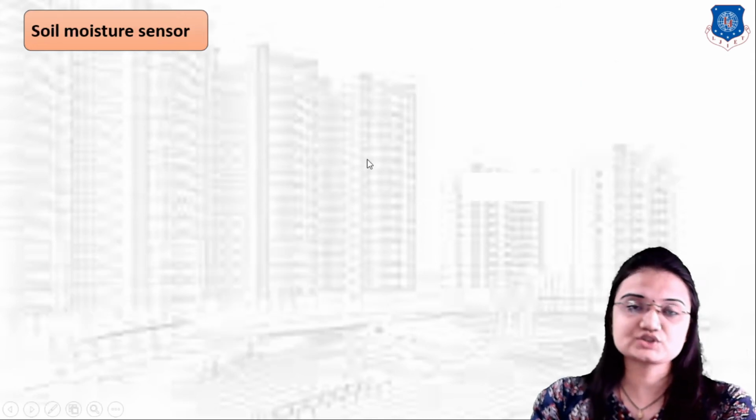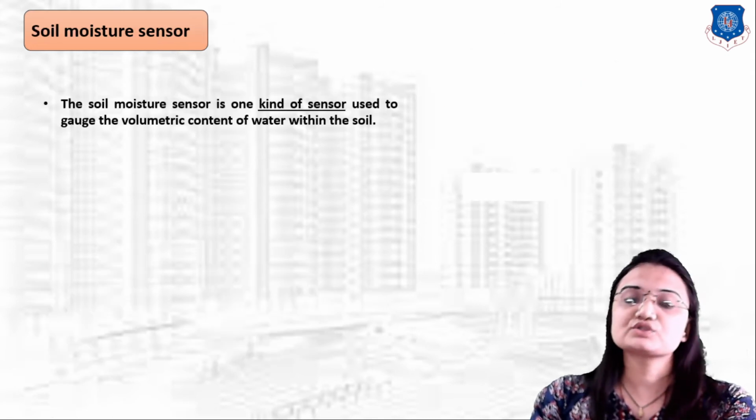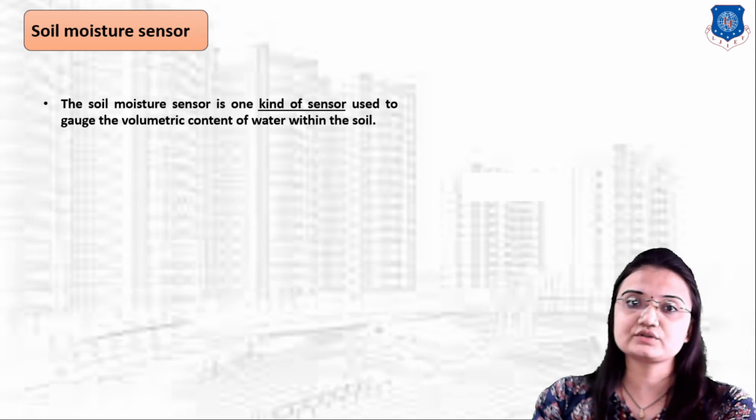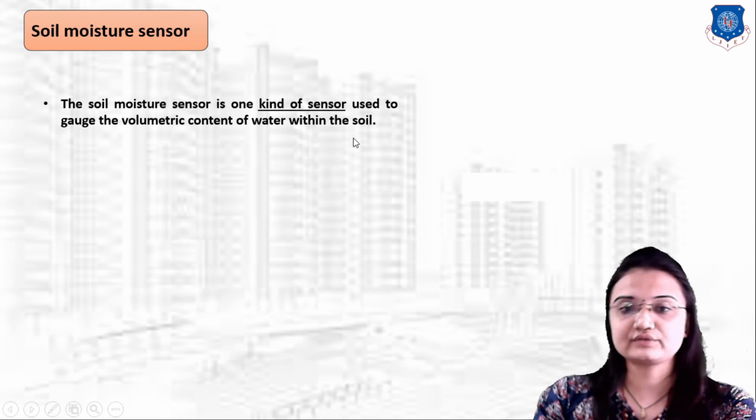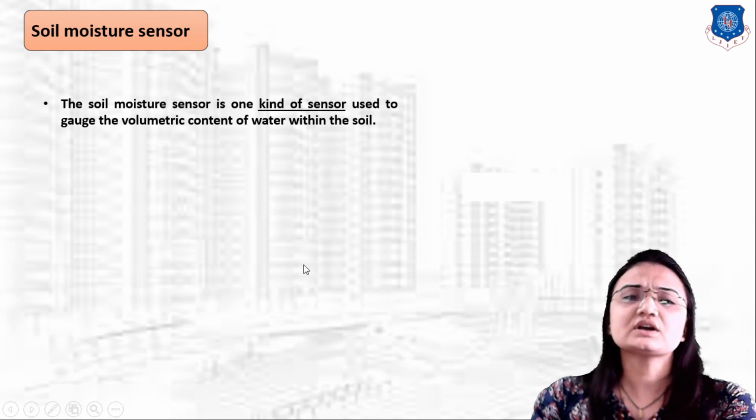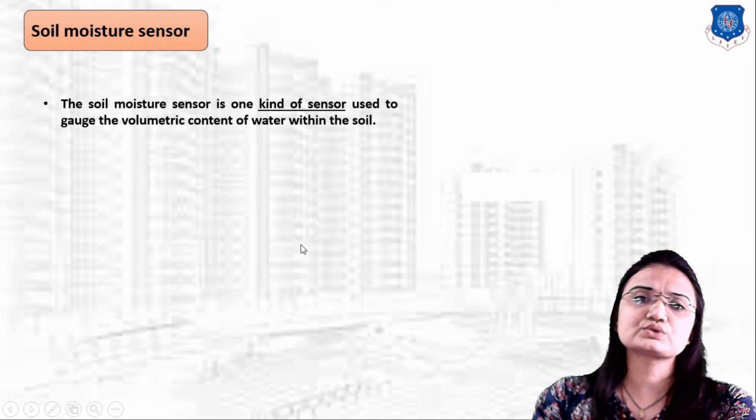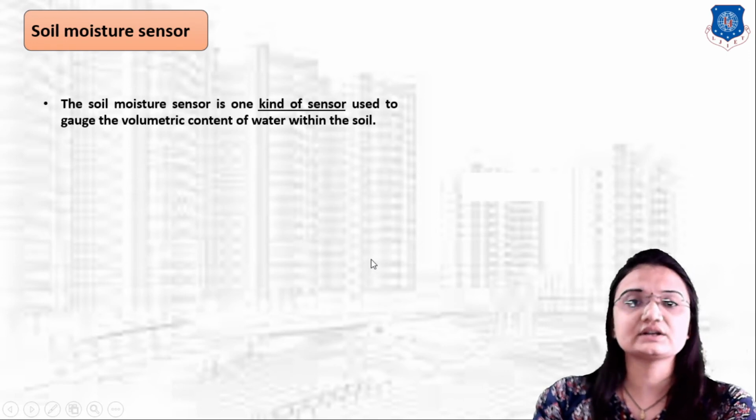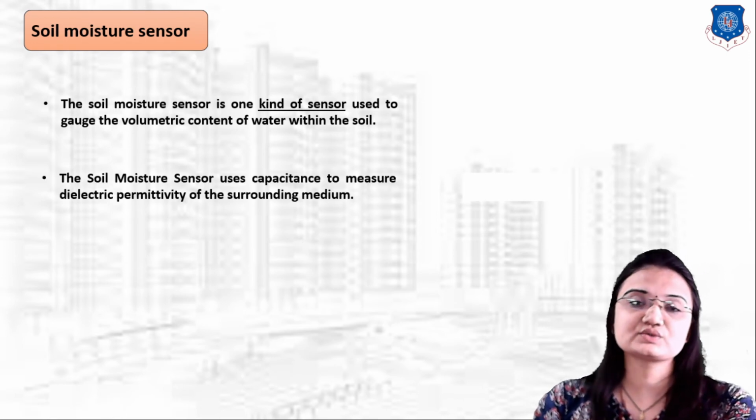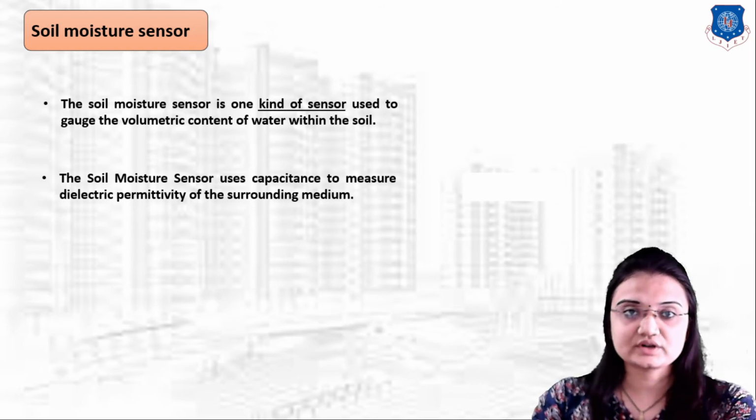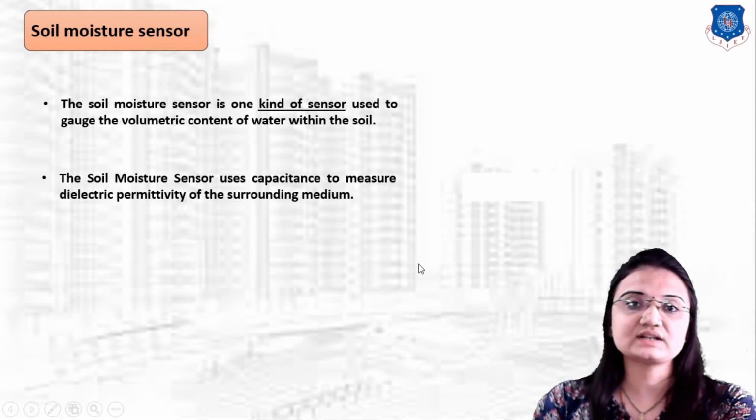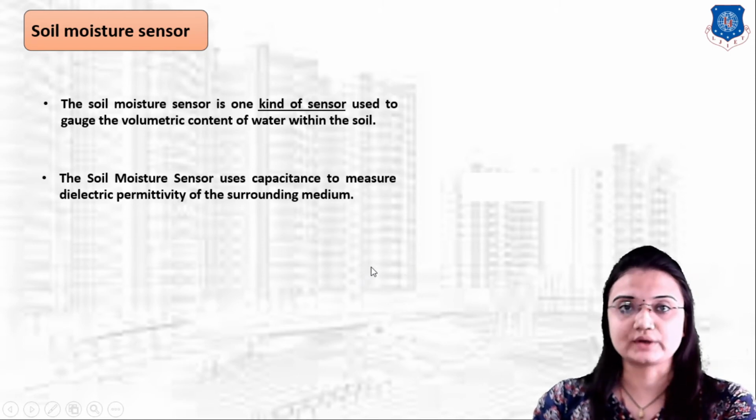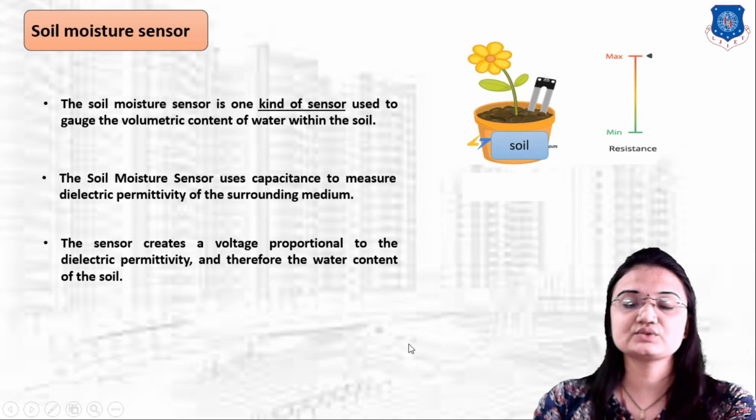The next sensor is the soil moisture sensor. The soil moisture sensor is one kind of sensor used to gauge the volumetric content of the water within soil. Generally, it is used to measure the water content in soil, and it uses capacitance to do so. By measuring the dielectric permittivity, we can easily measure the water in the soil.